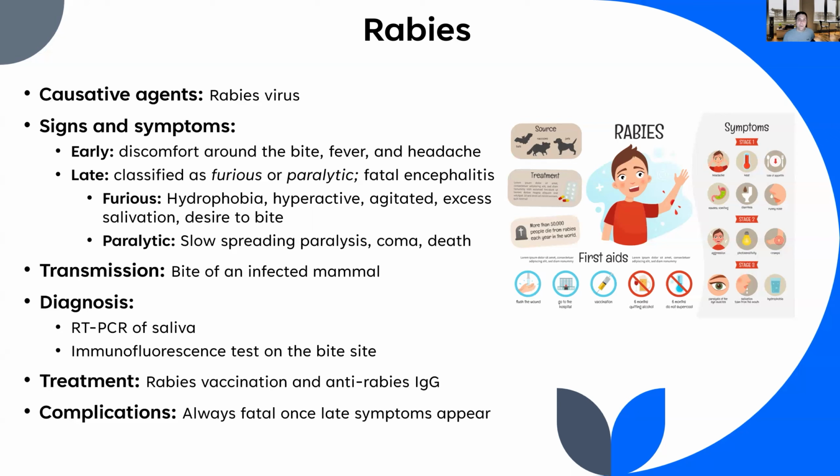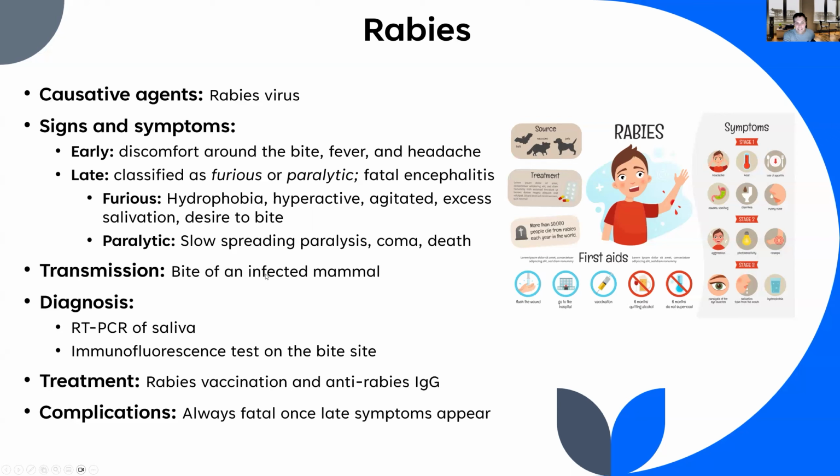So if you get bit by a wild animal, immediately seek medical attention, get the vaccination, get the IgG. That will prevent rabies from forming. Because like I said, by the time you start to develop these signs and symptoms, you're pretty much dead. There's really not much that's going to be done to treat this. Complications: always fatal once late symptoms appear.